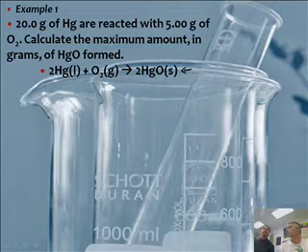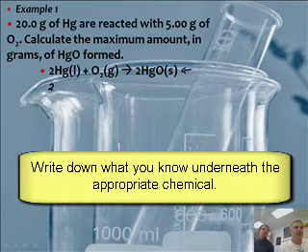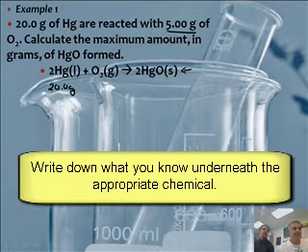Okay, so what do you do? You write down what you know. We've got 20 grams of mercury, 20.0 grams, and we've got 5 grams of oxygen, so 5.00.